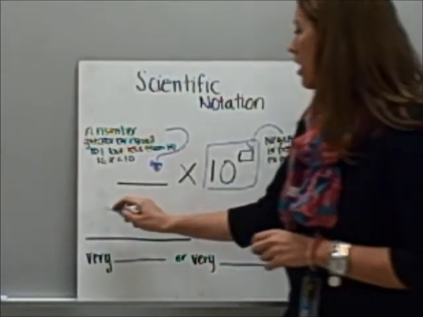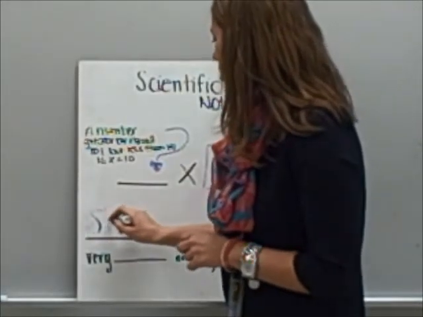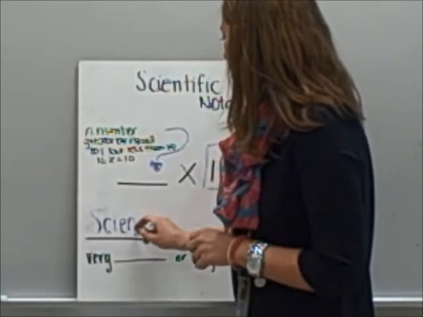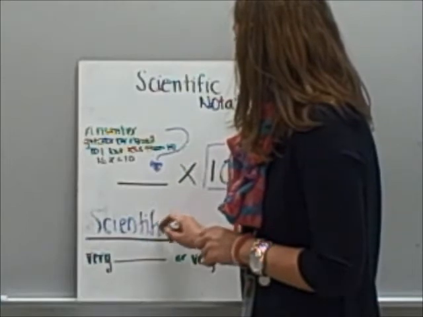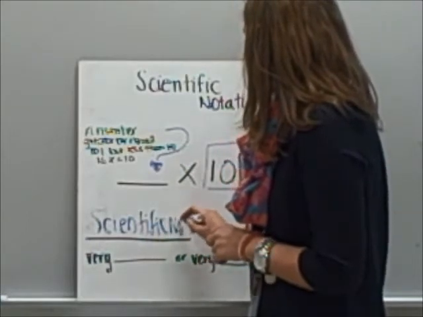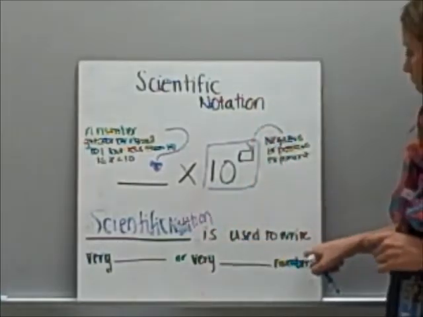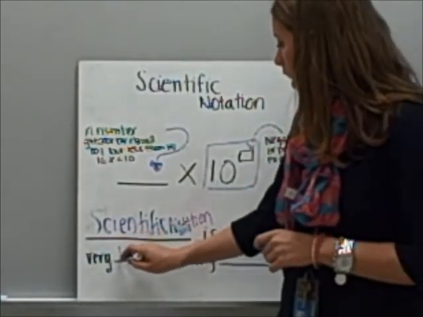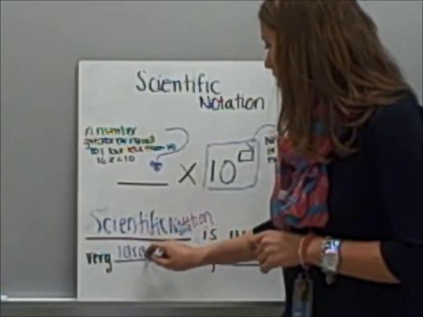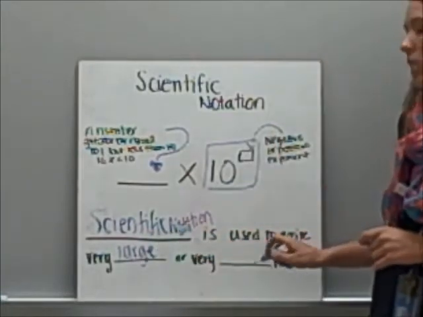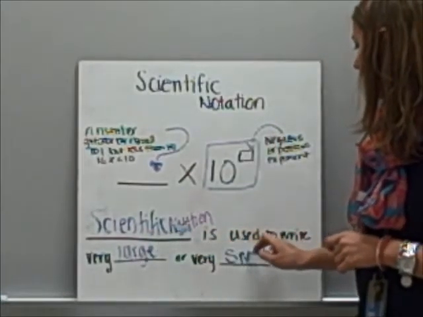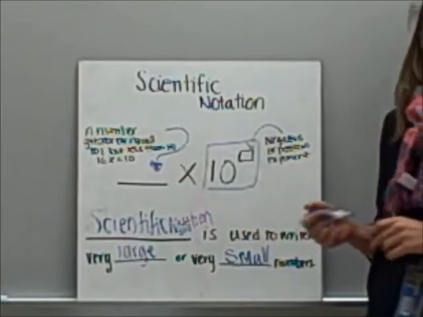We use scientific notation to write very large or very small numbers.